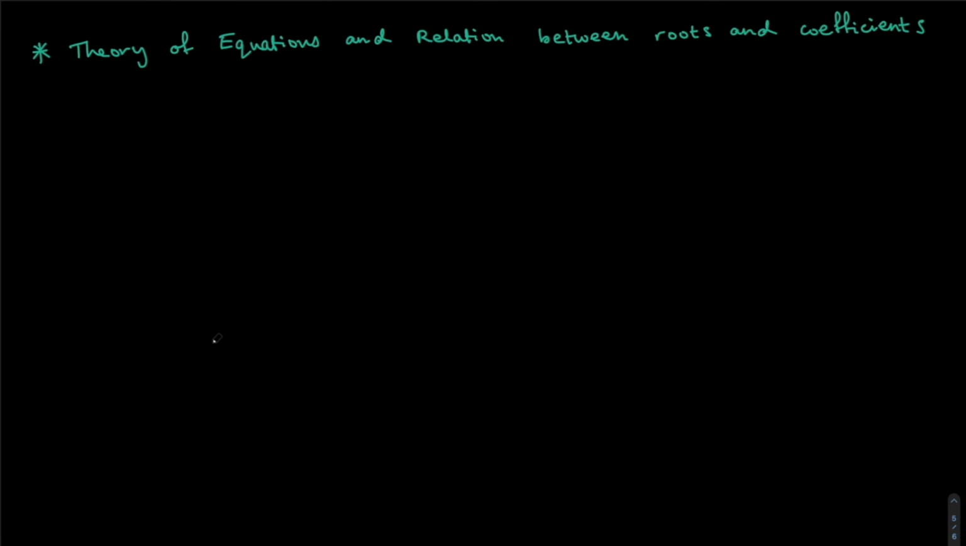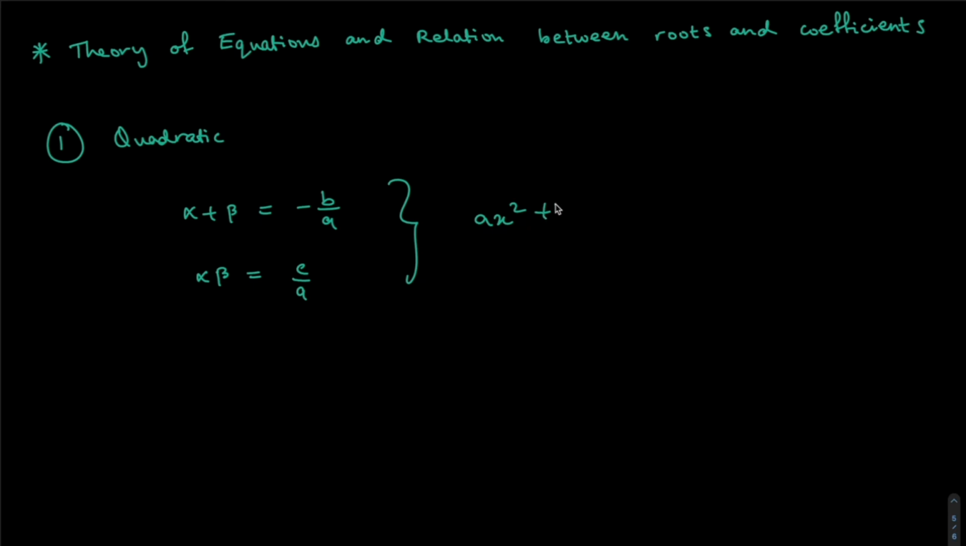All right, so let's look at some theory of equations and the relation between roots and coefficients. I'll just summarize what we just did in quadratic equations. For quadratic, we had alpha plus beta, which are the two roots, equal to minus b by a, and alpha beta equal to c by a, for the equation ax squared plus bx plus c equal to 0.